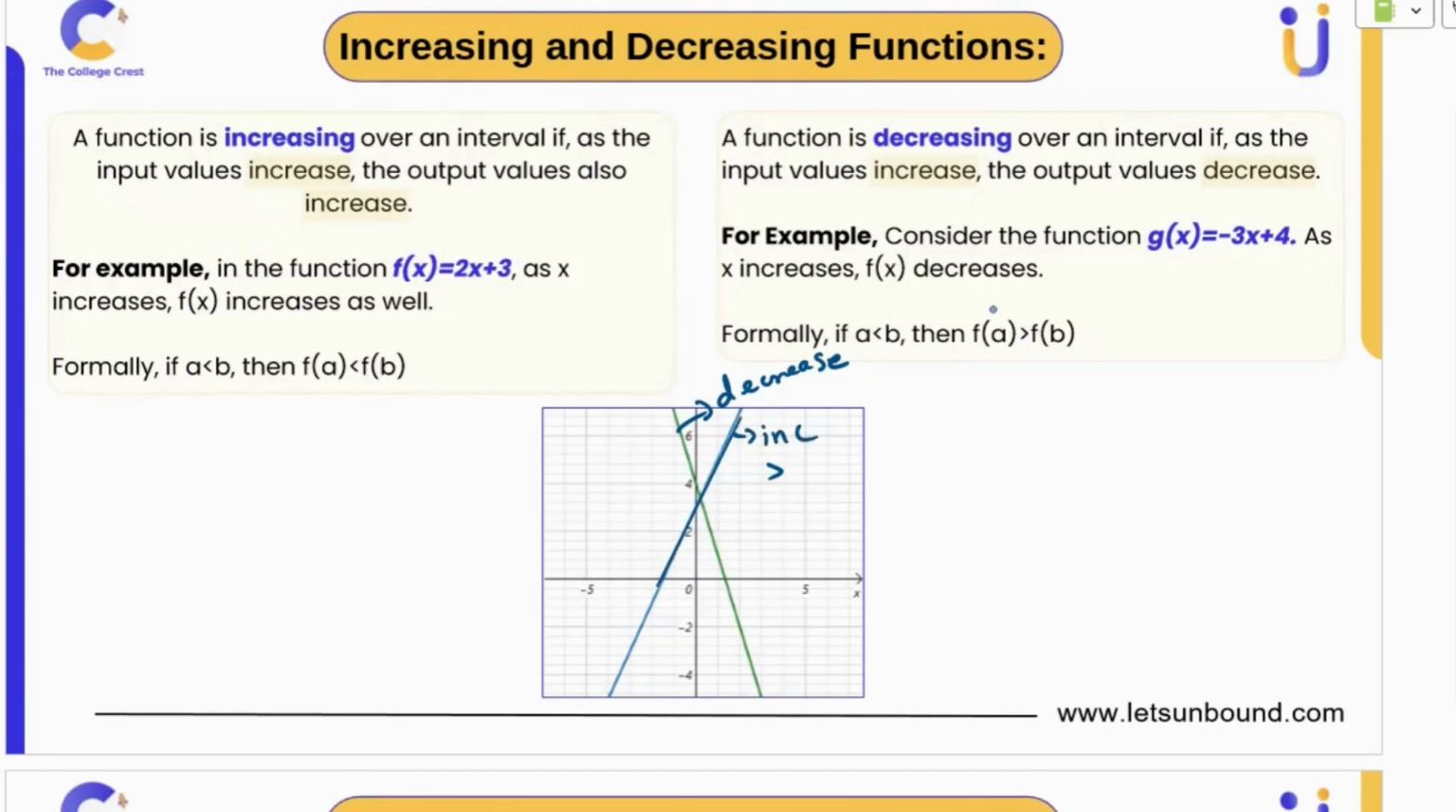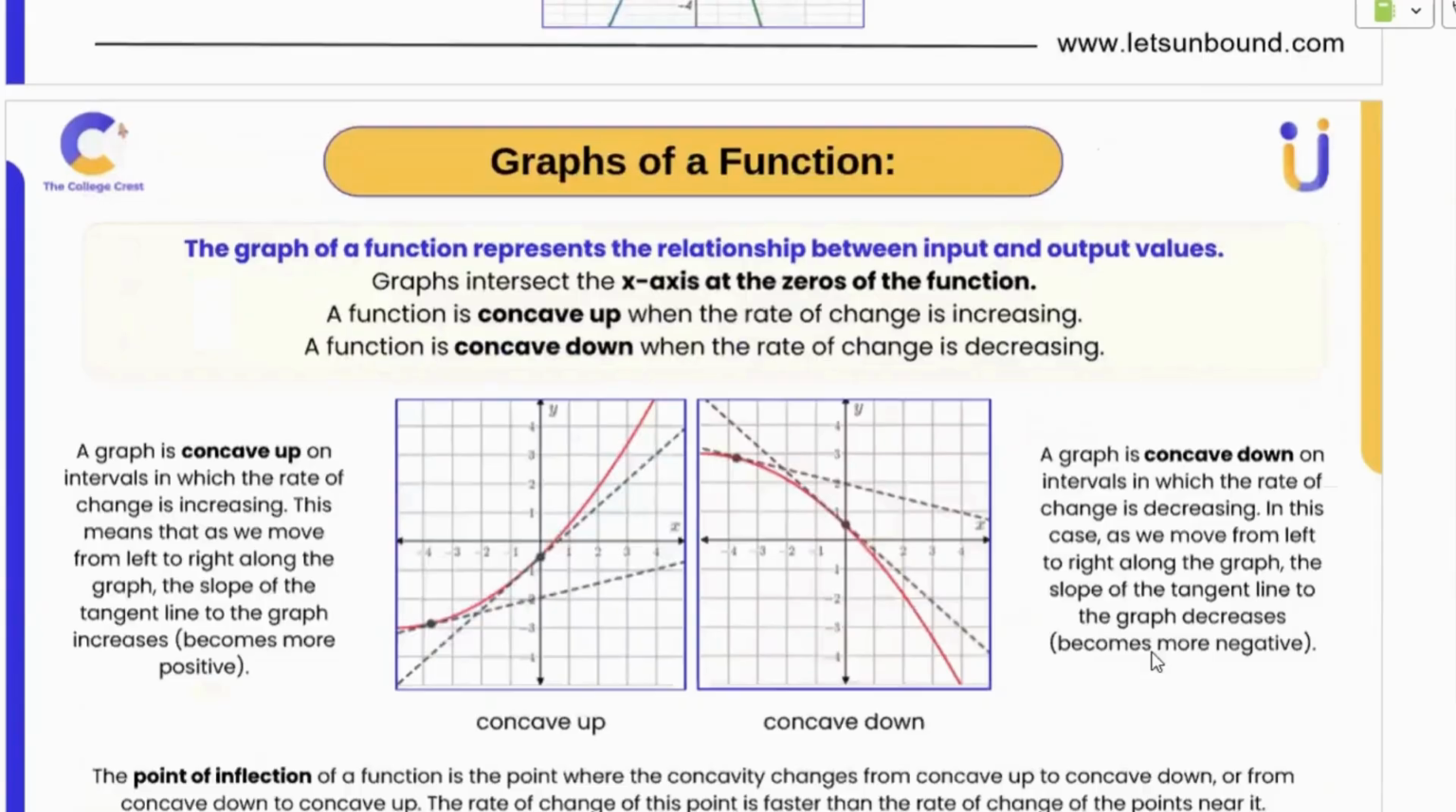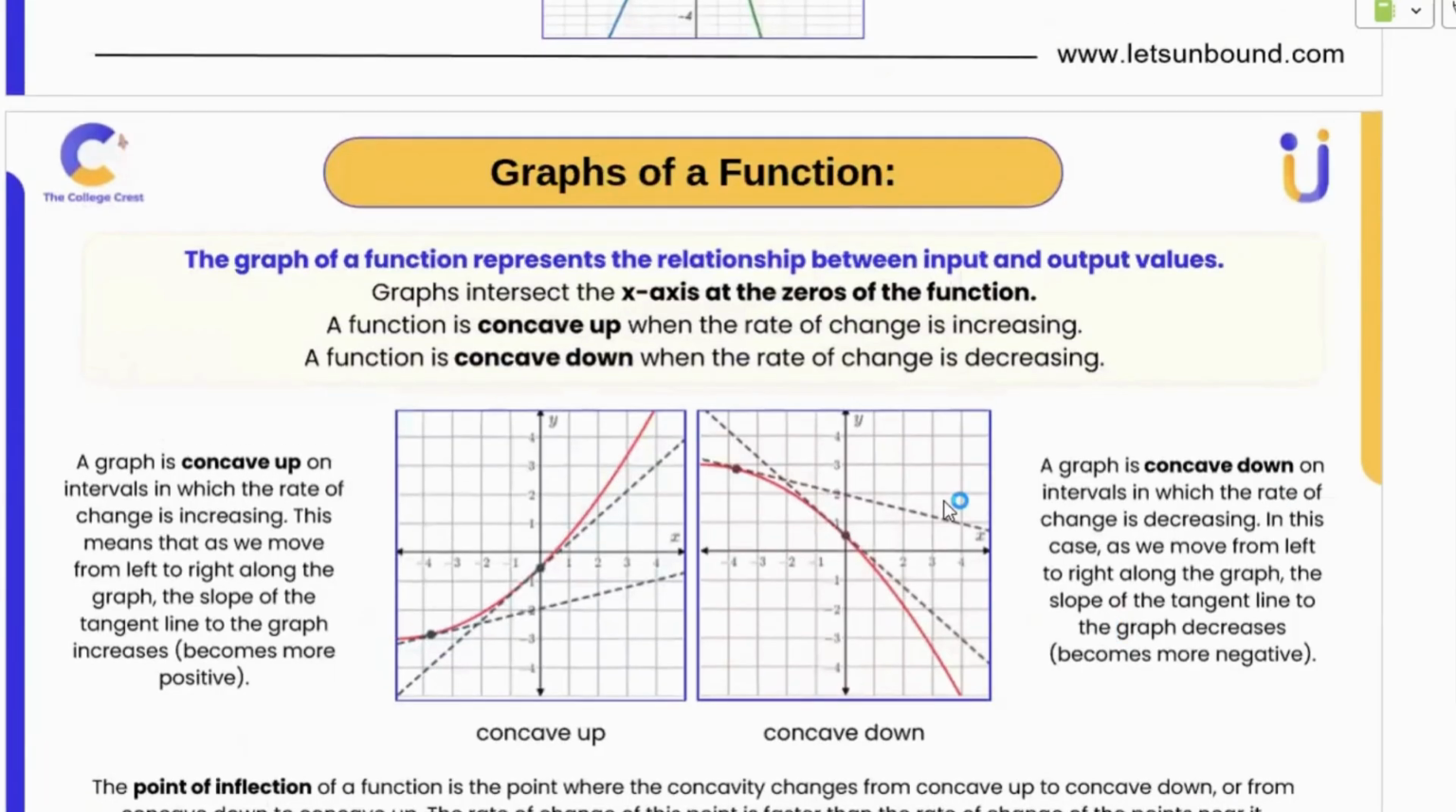This one is increasing throughout, but take something like this. This function is increasing from here to here, then from here to here your finger will go up. So this kind of partial increase, partial decrease we will also face. Right, next one: concavity and some other important graphical features.